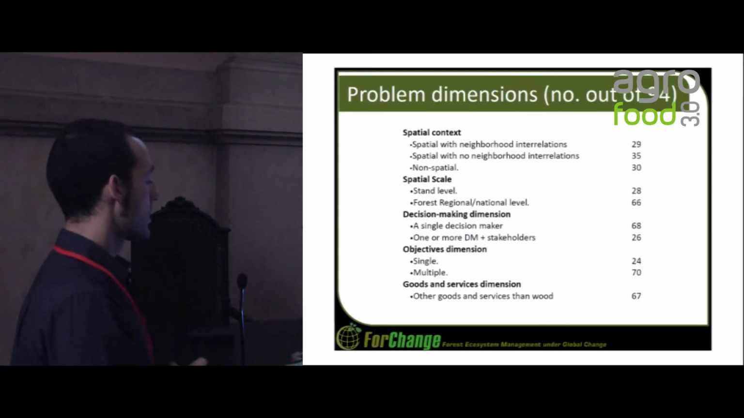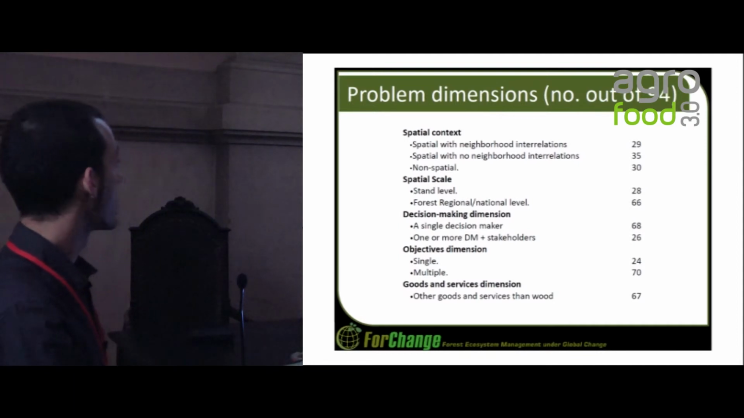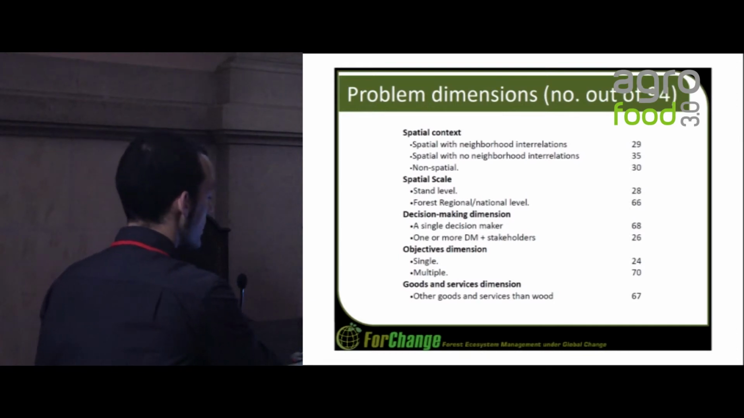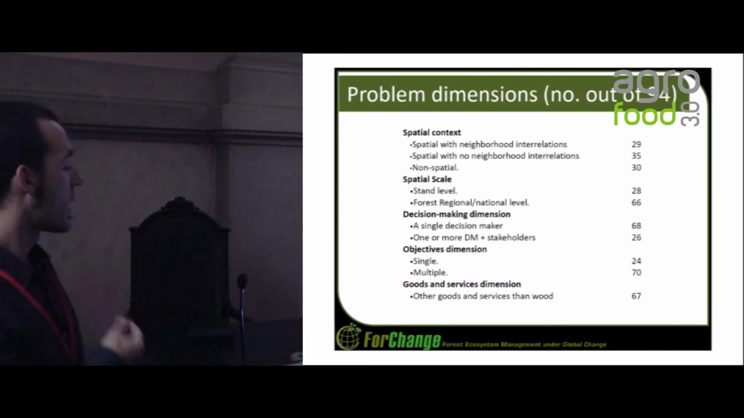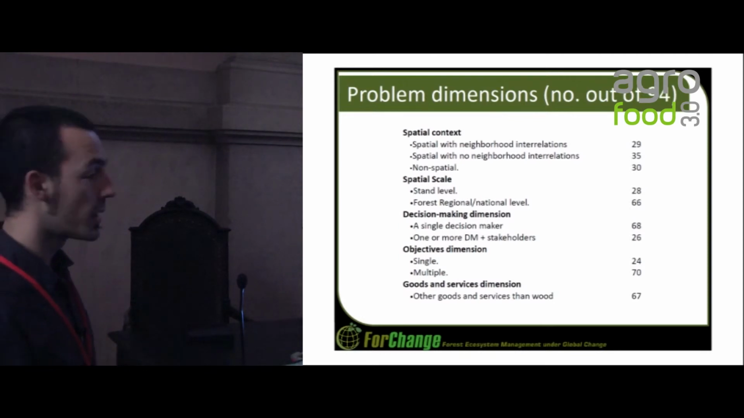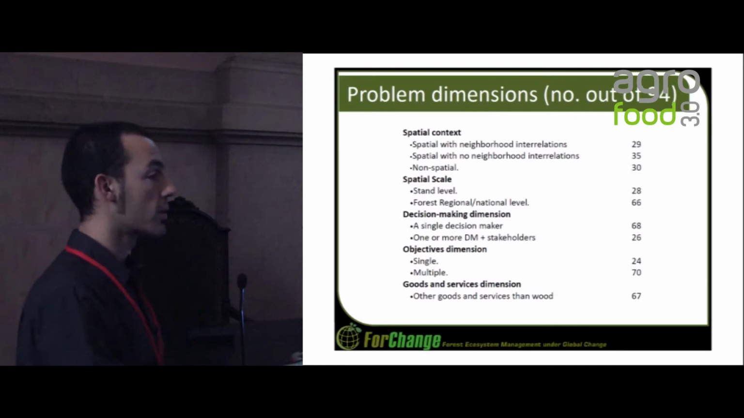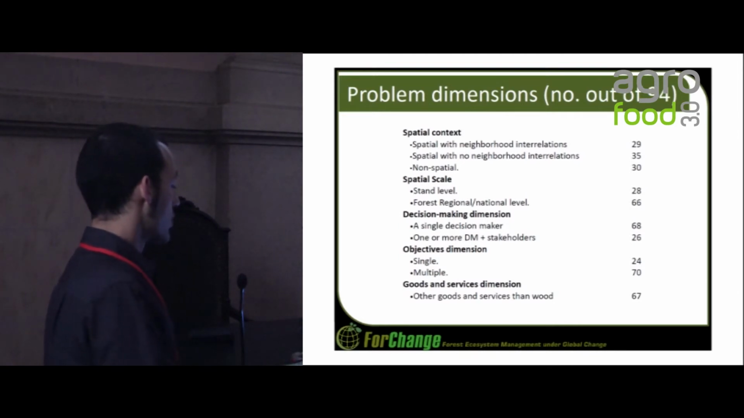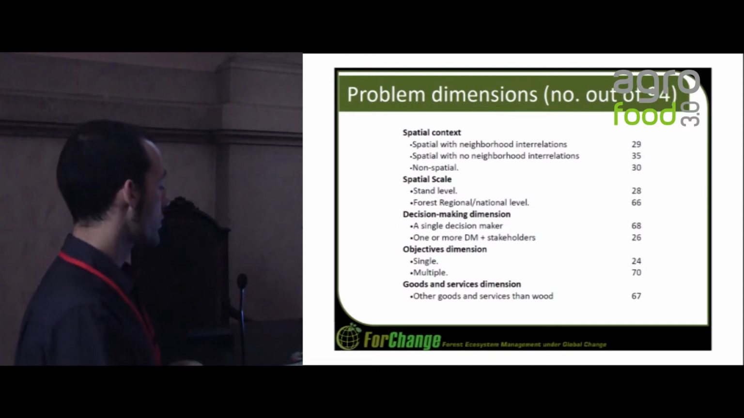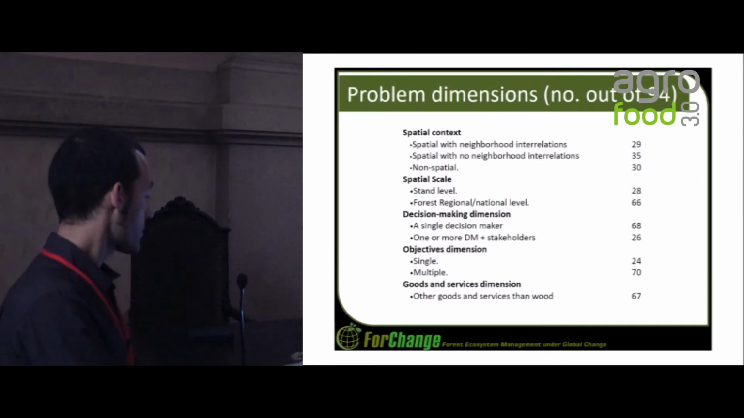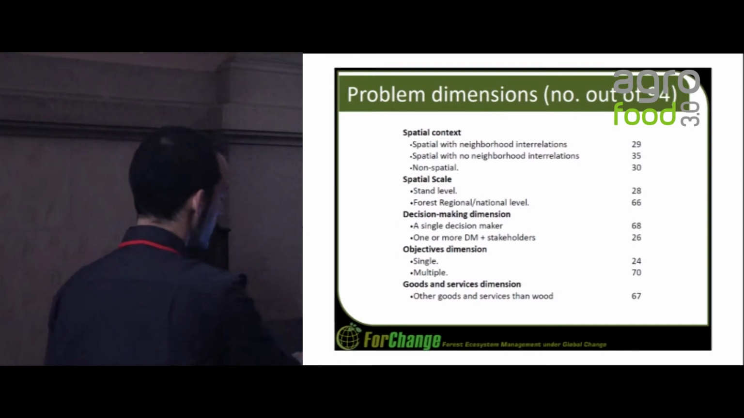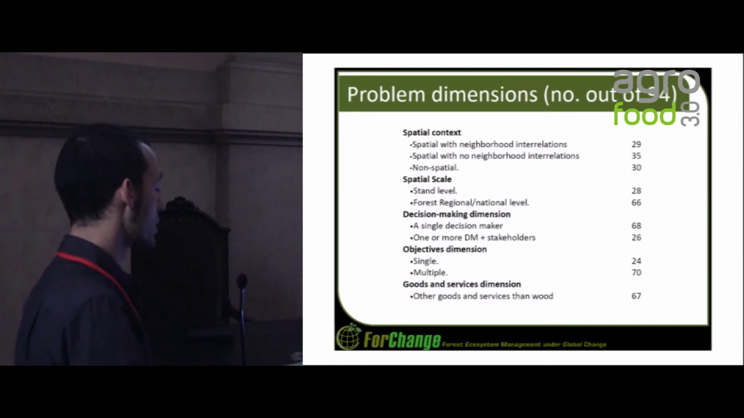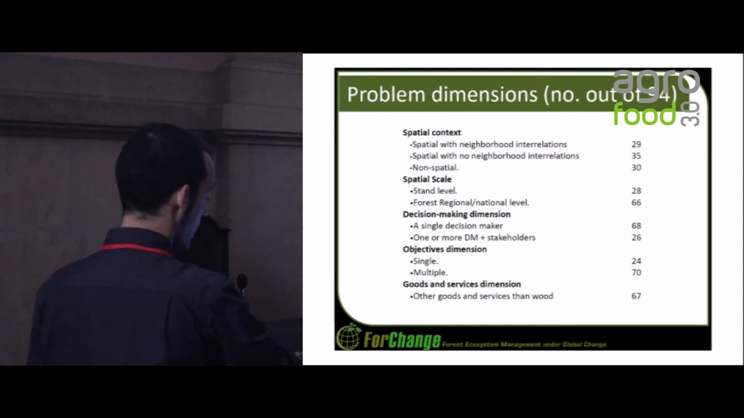If we analyze these 94 publications, like the distribution among the dimensions, you can see that there is a more or less even distribution in the spatial context. There are 29 articles dealing with spatial with neighborhood interrelations, 35 with no neighborhood interrelations, and 13 non-spatial. Most of the articles were addressing forest regional or national level planning problems, and most of them address single decision maker problems. And as you can see, 70 of the 94 were addressing multiple objective planning problems.